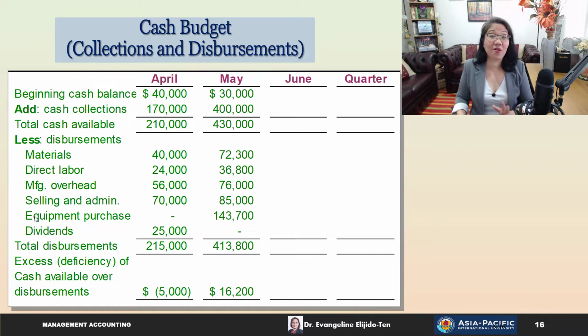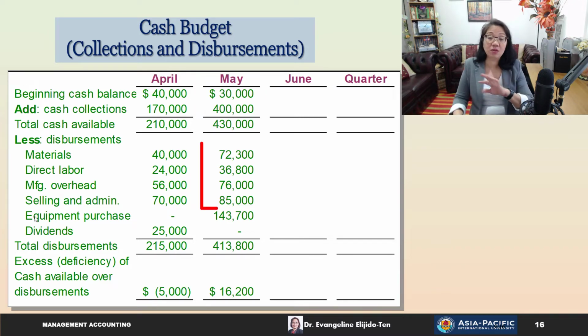So for the month of May, we are going to do the same. We will have the ending cash balance from April, and that would go on to May. Now remember that the minimum cash balance is $30,000, right? So the beginning cash balance in May should be $30,000. Then we'll add the cash collections, $400,000, and we'll have $430,000 total cash available.